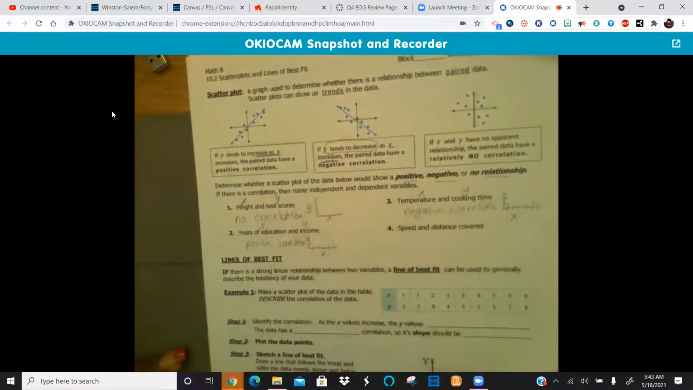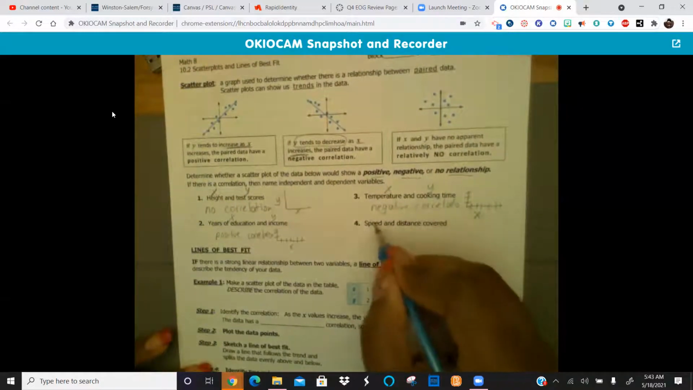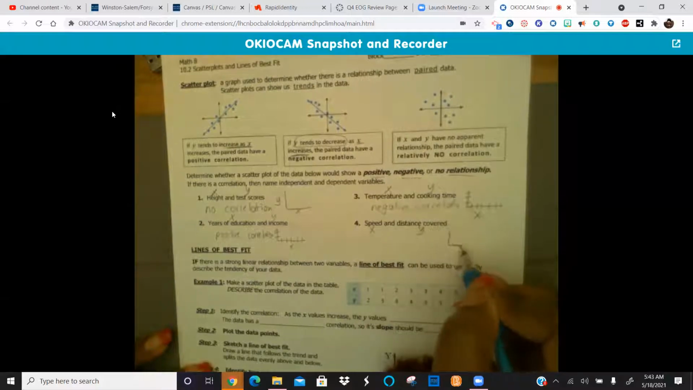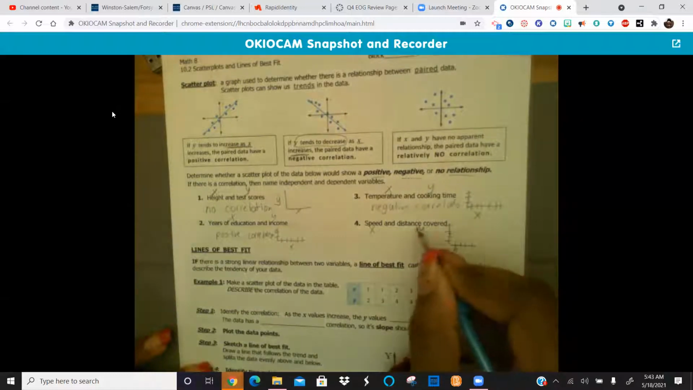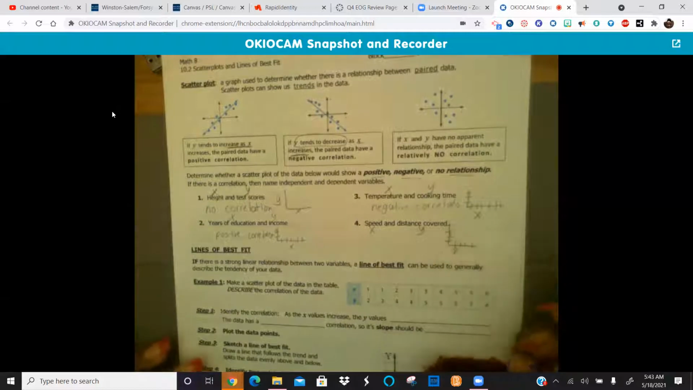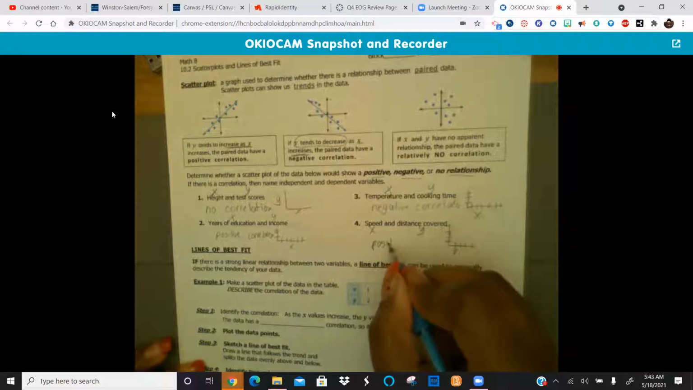As your speed increases, this is X, this is Y, your distance covered is going to increase also. Over time, the more distance you've traveled as your speed increases. So this is another example of a positive correlation.